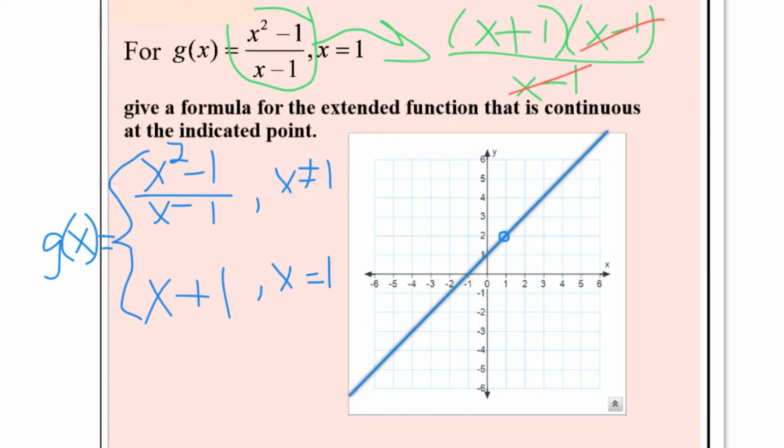And there's a picture of the piecewise function. You see the open circle there at 1, 2. That's from the first piece. And then I could fill it in. I mean, literally fill it in because I'm adding a second piece. So I can try to fill in this hole right here. Okay? There you go. Here's your completed example.